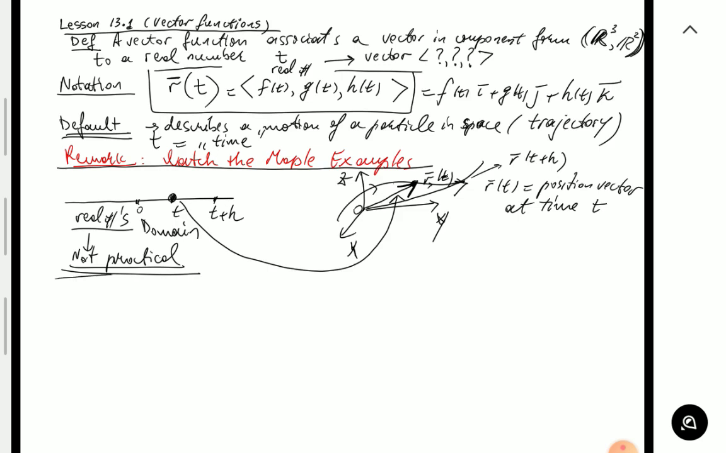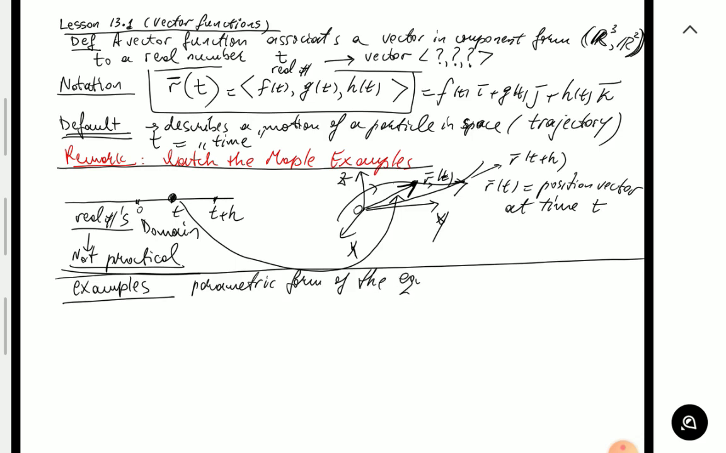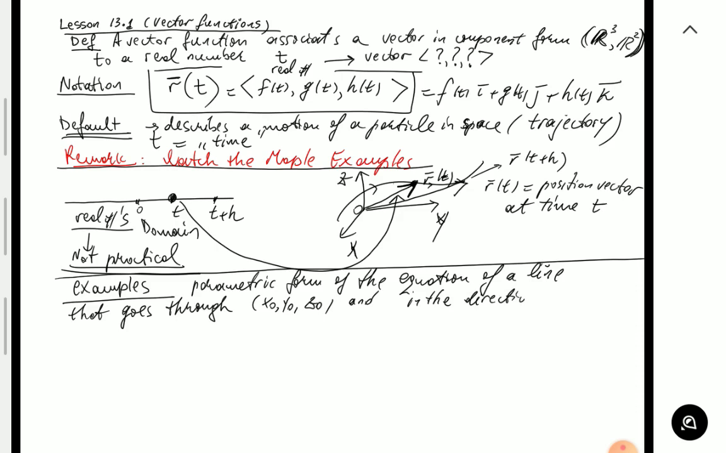So what about some examples of vector functions? Well, as it turns out, you already actually know an example when we derived the parametric form of the equation of a line. Let's say a line that goes through the point x naught, y naught, z naught, and in the direction of the vector ABC.